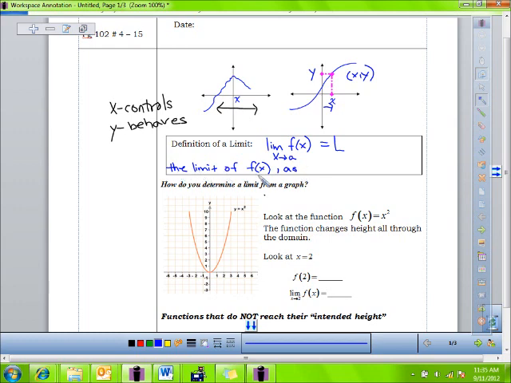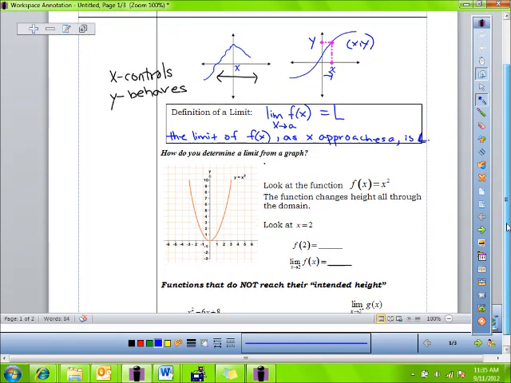So the definition says the limit of f of x, so the limit of the function as x approaches a, is L. So basically, as you work your way left or right, okay, so you're just controlling that handle left or right, how is it behaving going up and down, is what you're after. So this idea of finding that ordered pair off of the graph is basically the idea of finding the limit.